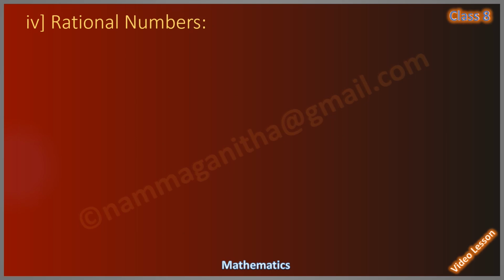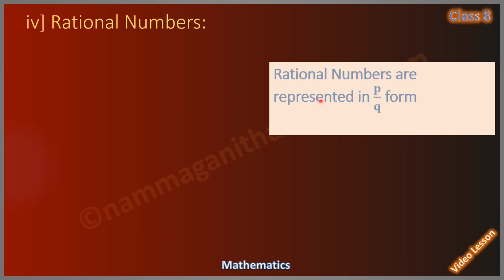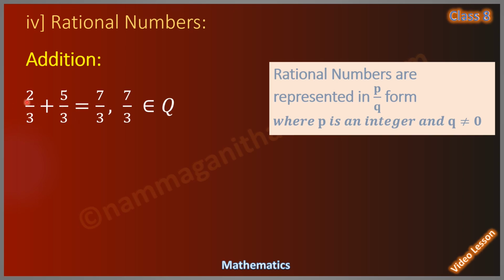Fourth one, rational numbers. Rational numbers are represented in p by q form, where p is an integer and q is not equal to 0. Addition. Consider two rational numbers, that is 2 by 3 and 5 by 3. 2 by 3 and 5 by 3 belong to Q, Q means rational numbers. Then 2 by 3 plus 5 by 3 is equal to 7 by 3, and 7 by 3 belongs to Q.